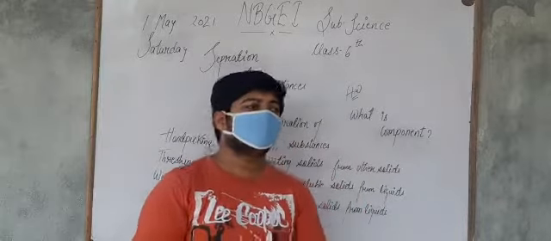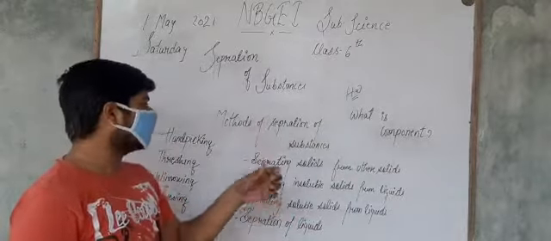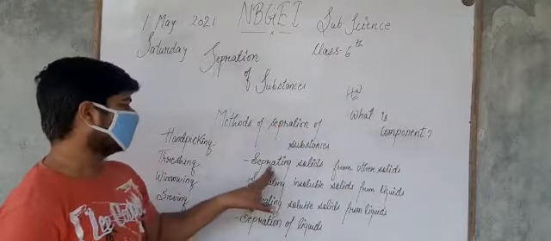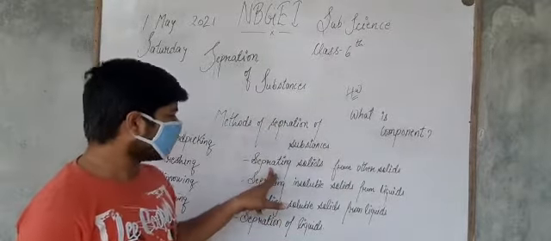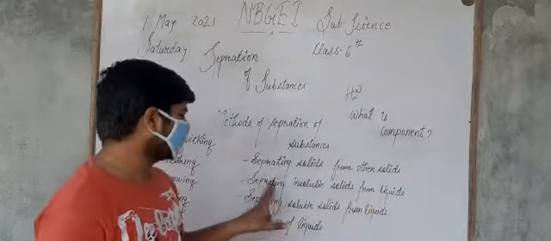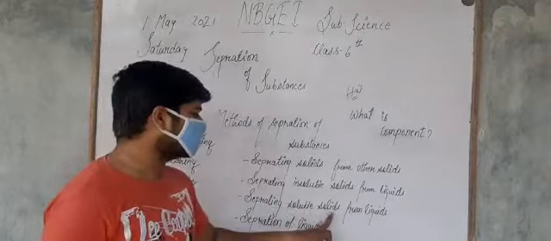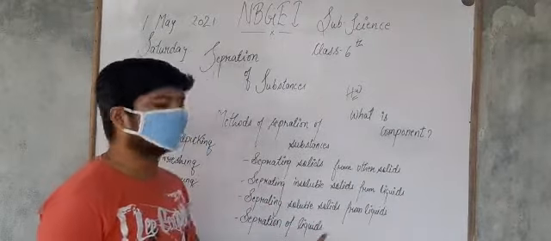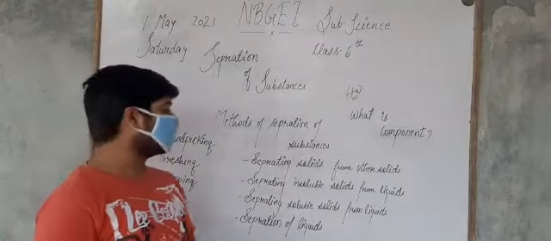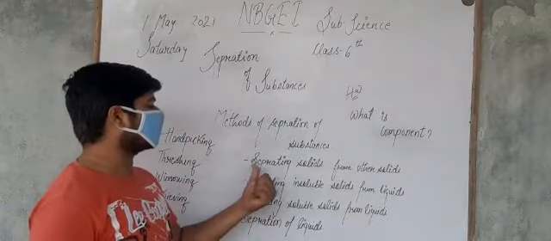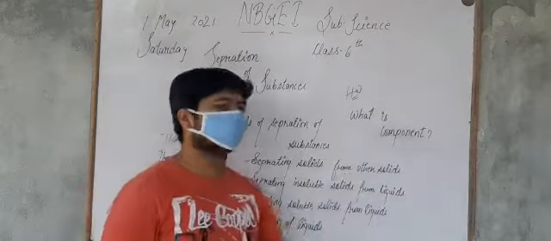In that, we got 4 types of methods for separating substances. The first method: separating solids from other solids. Second is separating insoluble solids from liquids. Third, separating soluble solids from liquids. And the fourth, separation of liquids. In our previous class, we studied the first method, separating solids from other solids.